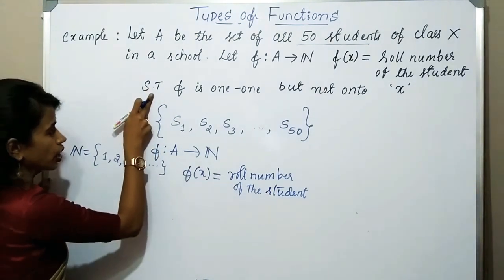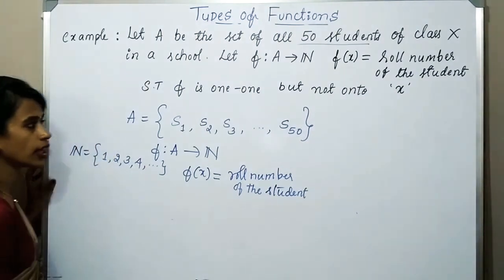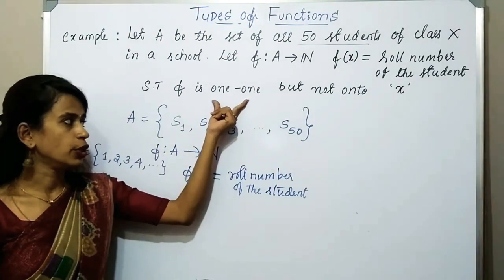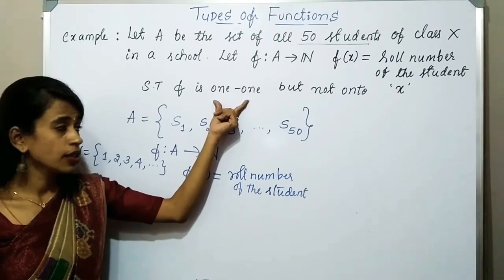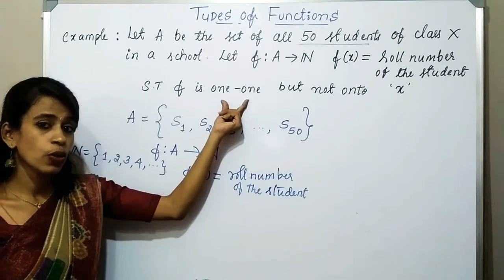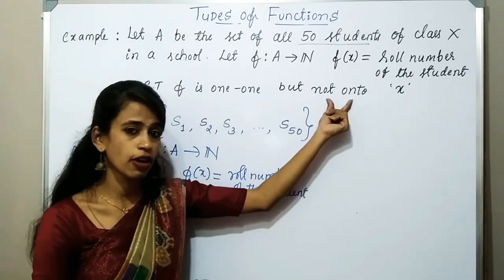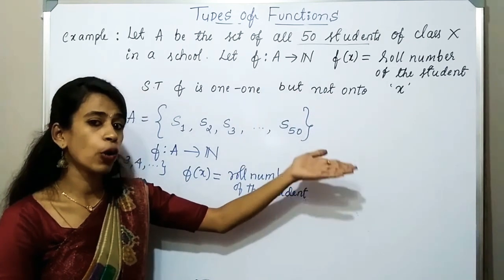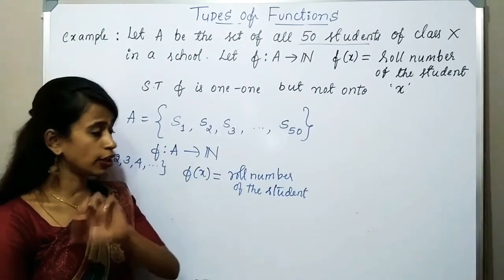So what is the question? Show that f is 1-1 but not onto. What is the definition of 1-1? To be 1-1, if we have distinct elements, we must have distinct images. If we have the same images, then the corresponding elements are also the same. What about onto? What is the definition of onto? For every element of the codomain, there exists a corresponding pre-image in the domain.